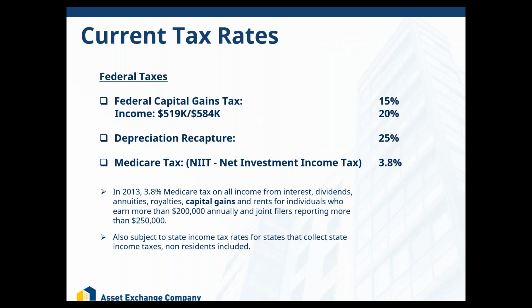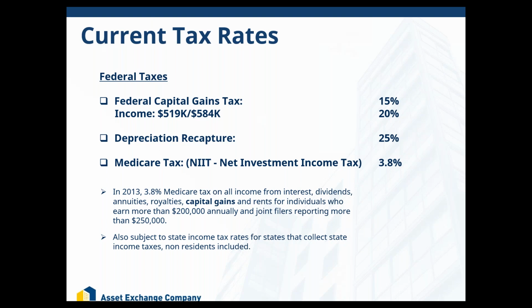Now, capital gains tax right now is either going to be 15% or 20%. The 15% capital gains tax rate is applied if you're single and you have income of less than $519,000 a year, or if you're married and you have income of less than $584,000 a year. All right, that's where you're at, the 15% capital gains tax rate.